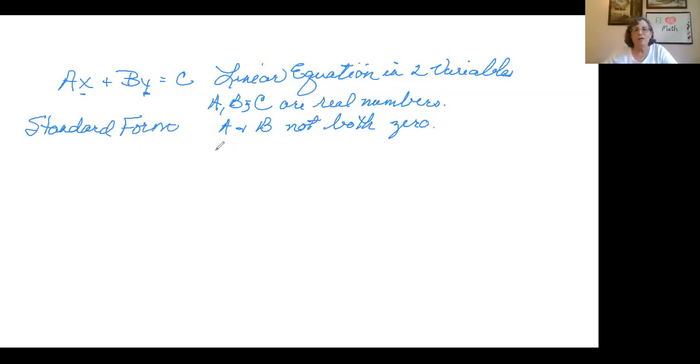A linear equation is not going to have any exponents. So you cannot have an x squared or an x cubed. You can't have a square root of x. You can't have your x or y in the denominator. It only takes two steps to take something in standard form and solve it for y.